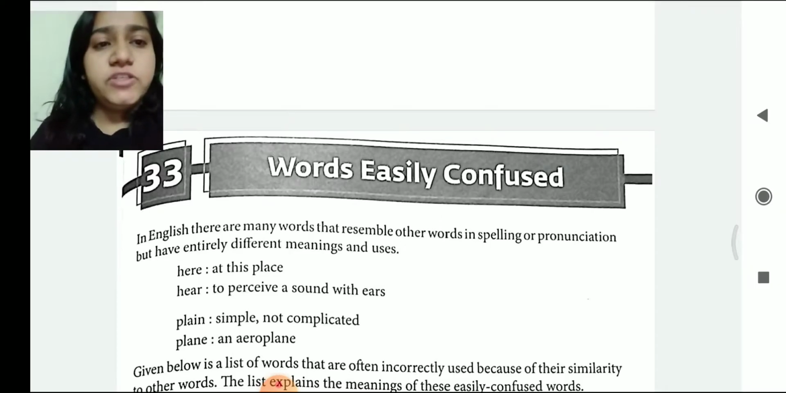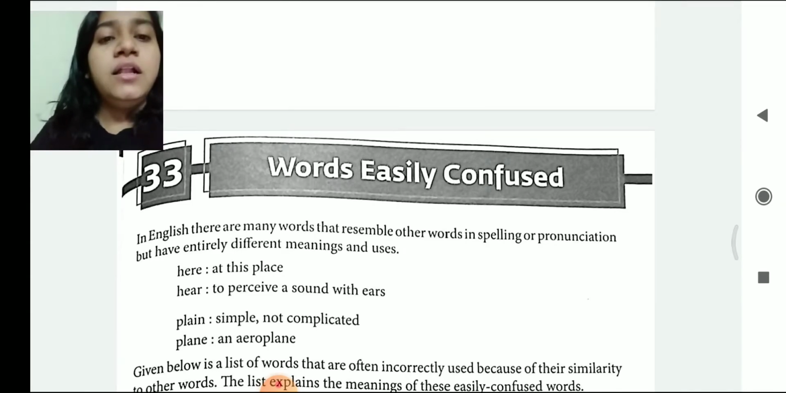Now let's see the revision of unit number 33. Words easily confused. In English, there are many words that resemble other words in spelling or pronunciation but have entirely different meaning and uses. So many words in English language have the same kind of pronunciation, only the spelling of those words is different. Hence, those words may confuse us at times. So today we are going to study about the same.